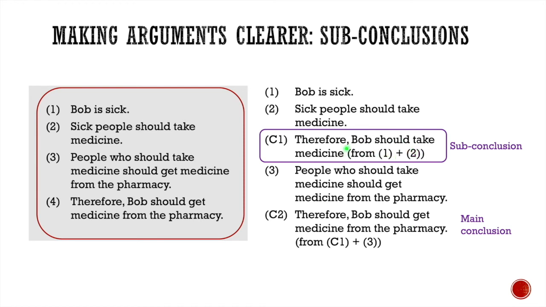And here you see that I put a note. It says from 1 and 2. This means I'm intending this conclusion to be inferred from these premises. You can infer this conclusion from these premises. So with this argument, you don't need to look at 3 premises and see if they imply a conclusion. Here I'm just going to look at 2 premises and see if they imply this conclusion. And here it's pretty easy to see: okay, Bob is sick. Sick people should take medicine. Therefore, Bob should take medicine. That's pretty easy to see, yeah, we can infer this conclusion from these premises.